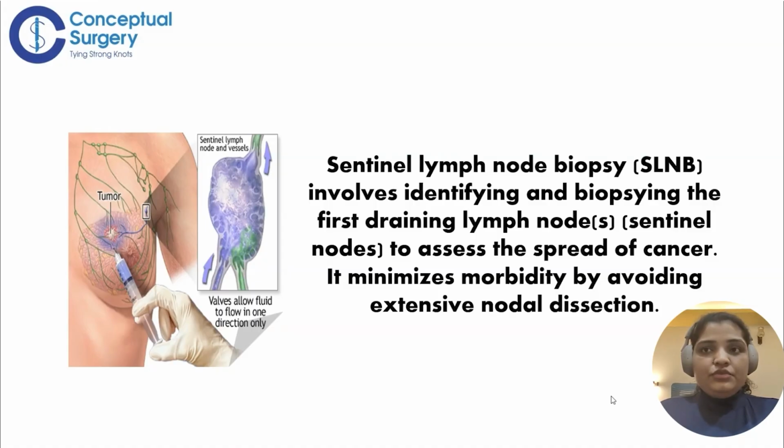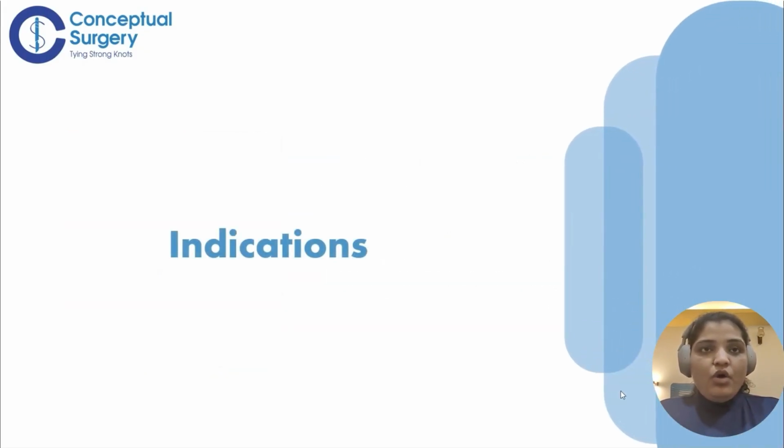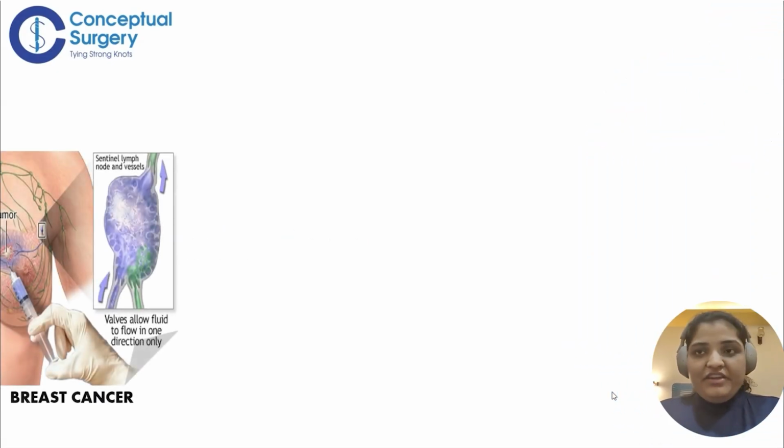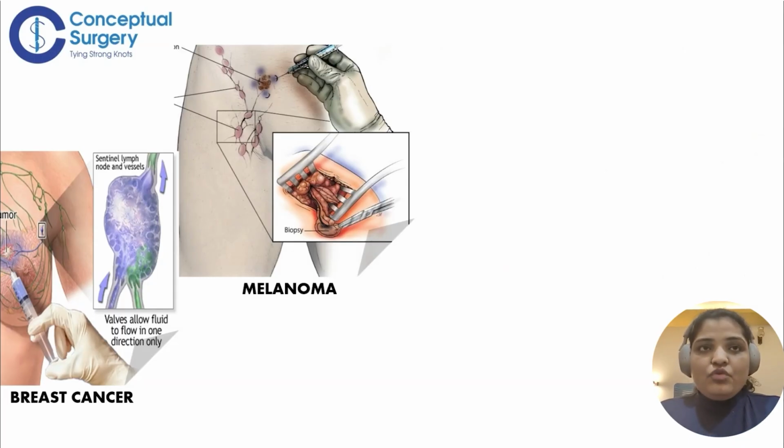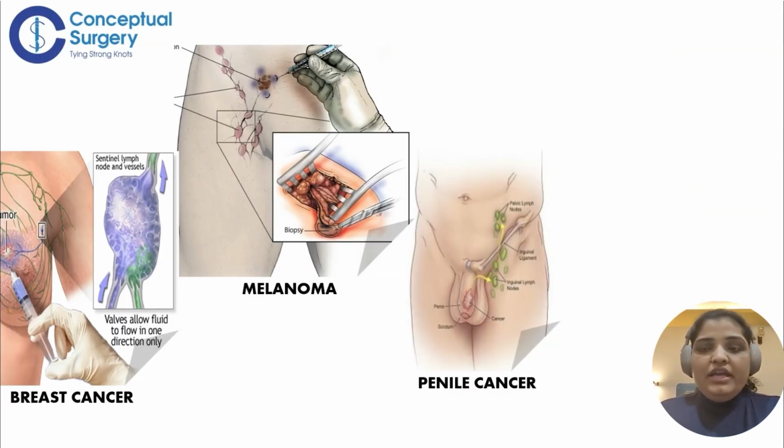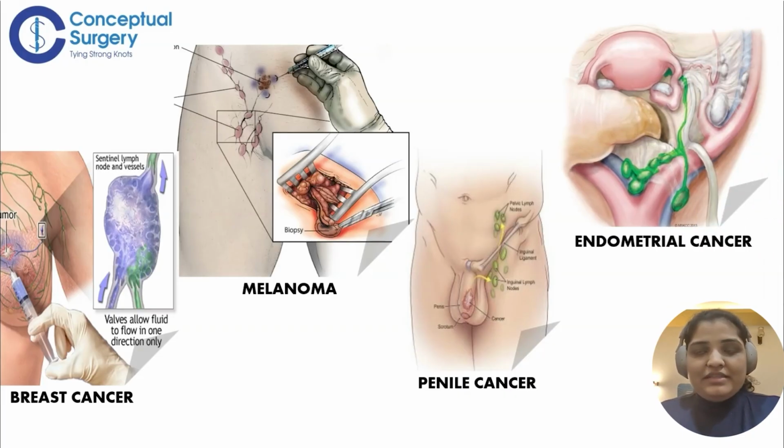So we have briefly introduced our topic, which is sentinel lymph node biopsy. We have defined what a sentinel lymph node is and what the procedure entails. Now we are going to cover the indications of sentinel lymph node biopsy. As we very well know, the most common cancer for which sentinel lymph node biopsy is being used is breast cancer. Most of you would have seen sentinel lymph node biopsy being done for a case of breast cancer. Then it also has an established role in melanoma, then in penile cancer and endometrial cancer.